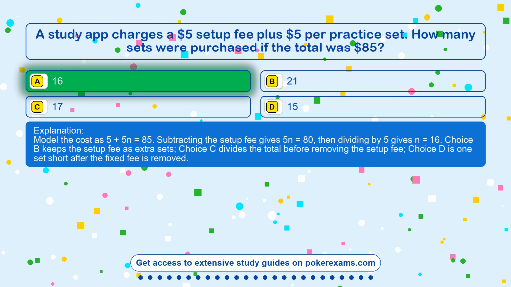Choice B keeps the setup fee as extra sets. Choice C divides the total before removing the setup fee. Choice D is one set short after the fixed fee is removed.